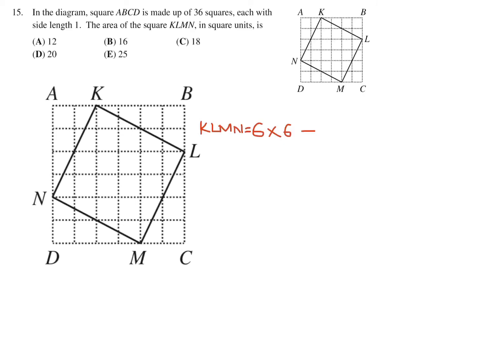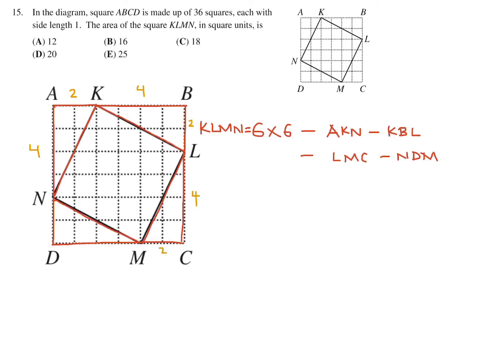And the first triangle is AKN. And the next one is KBL. And then LMC. And then NDM. Right? So it's these guys here. This triangle. This one. This one, and finally that one in the corner there. And each of these will have basically a base and a height that can easily be looked at with the grid. So this is 2, this is 4, this is 4, this is 2, this is 4, 2, 4, and 2. So all of these are actually 2 and 4.